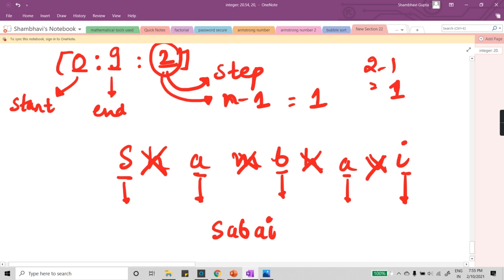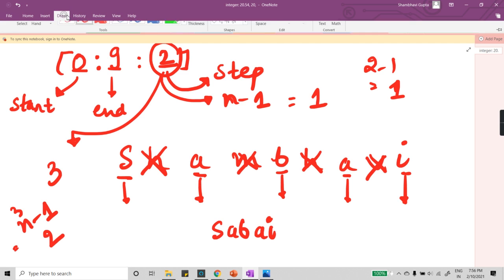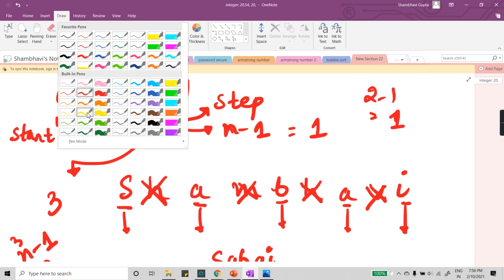I would be getting one character. So here what would be the case? After every character, one character would be erased. Let's say in place of this 2, I have taken 3. Now what is the case? It will again do n minus 1. My n is 3, that is 3 minus 1, and that is 2, right? Now what will it do? It will leave two characters after each character.